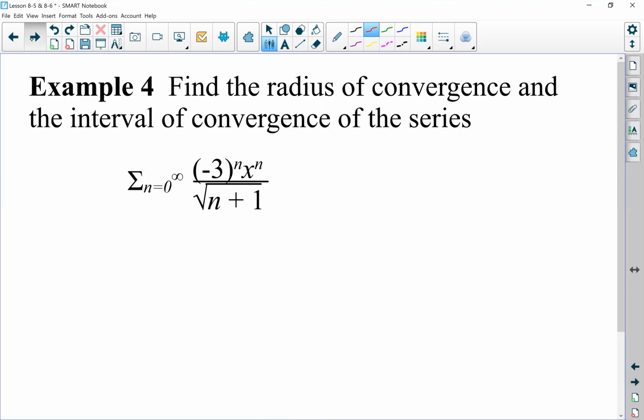All right. And the test on those endpoints is actually pretty straightforward, as you'll see here. Find the radius of convergence and the interval of convergence for the series, the sum as n goes from 0 to infinity of negative 3 to the n times x to the n over the square root of n plus 1. And again, finding the radius of convergence and the interval of convergence is going to start with the ratio test.